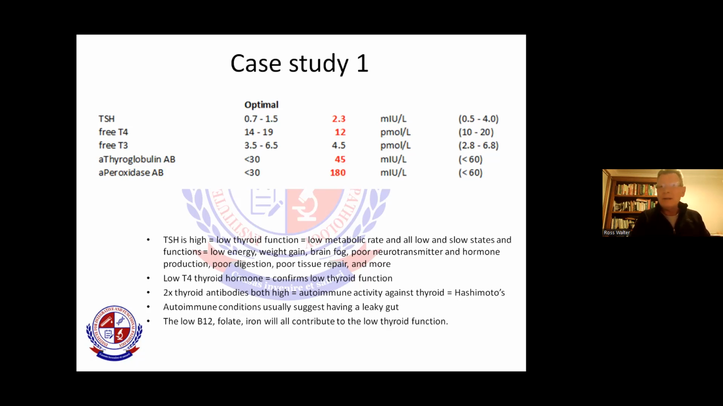Autoimmune conditions almost always suggest a leaky gut. Leaky gut causes immune system dysfunction, which then causes autoimmune activity against different tissues and different parts of the body. So where there's autoimmune issues, or antibodies like that, it suggests that this person has leaky gut as well. And it's interesting given all of the other results that we've already seen. It's good to remember the abnormal results so far. The low B12, low folate, low iron at the moment are all going to contribute to the low thyroid function, and we haven't even gone through all the results yet. Hopefully you can see how everything is related when you analyze the results this way.